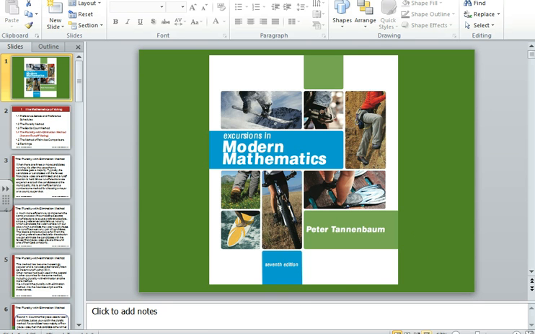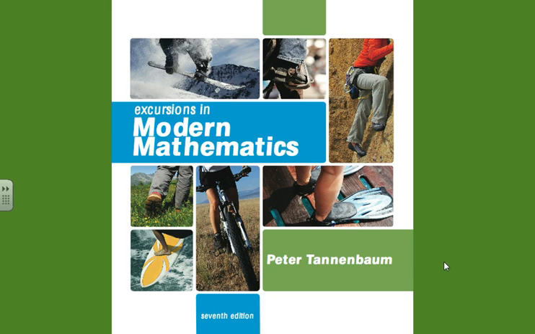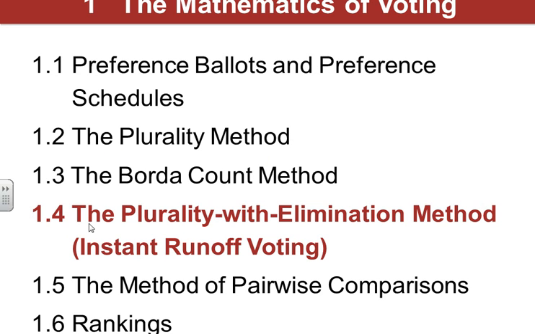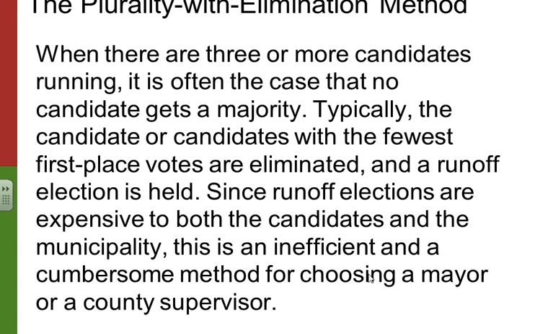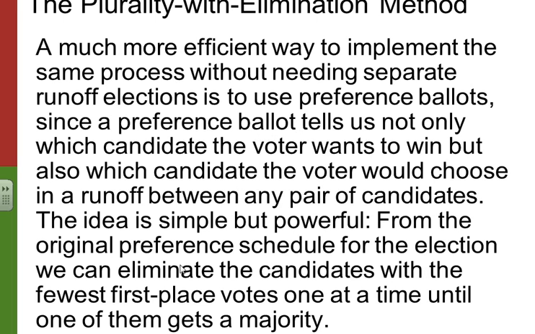Well, we're still in Chapter 1, and our book is still the same. We're in Section 4-1, Plurality with Elimination. This is a method to do an instant runoff or a recount in case somebody drops out of the election, isn't qualified, or some reason like that. When there are 3 or more candidates, often no candidate gets a majority.